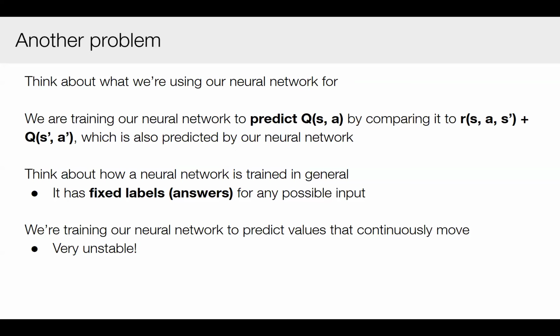So in our current setup, we're having our neural network predict values that will continuously move as the neural network keeps changing. It's predicting a moving target. Think about how that's problematic. That's not what a neural network is set up to do. So this generally introduces instability. Does this problem make sense?